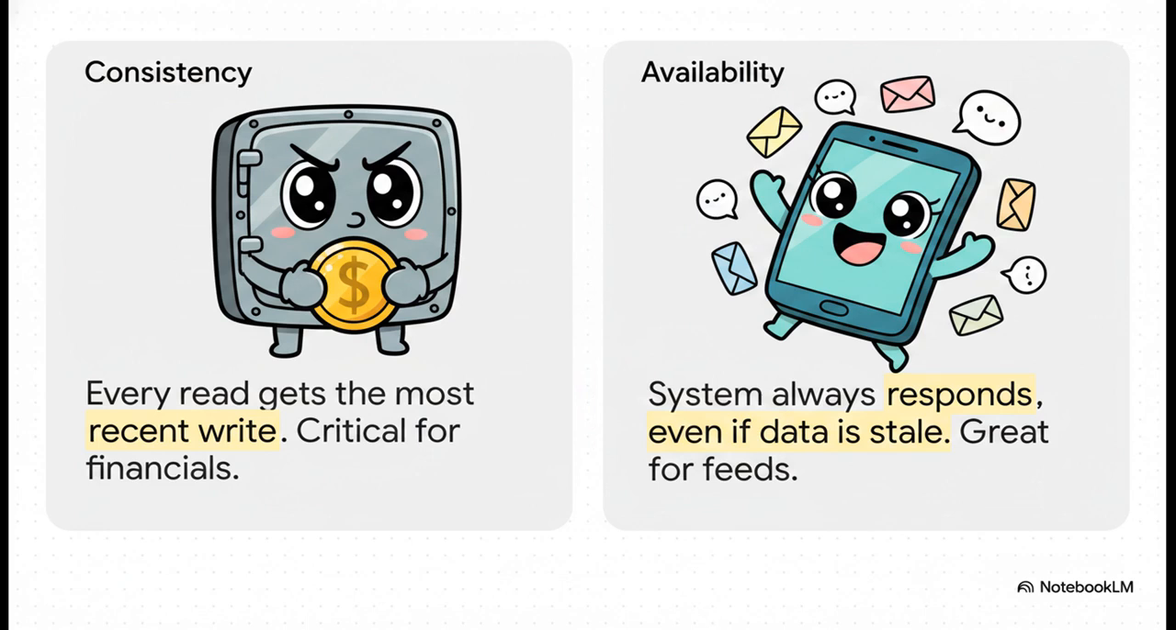Availability, on the other hand, means the system always responds, even if the data it gives you is a tiny bit stale, which is absolutely perfect for something like a social media content feed. In an interview, never just vaguely say, "I'll use eventual consistency." Be precise. Tell them exactly which operations need which guarantees. Because in massive applications, you're almost always mixing both.